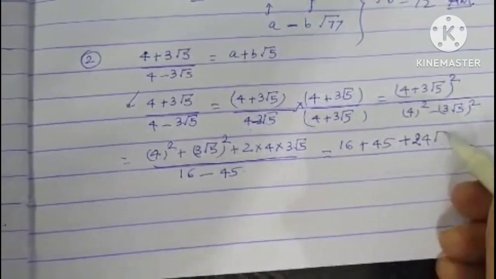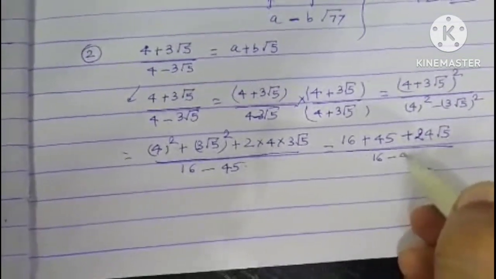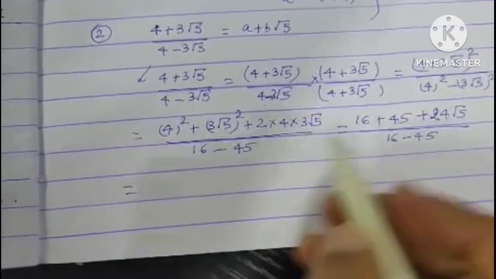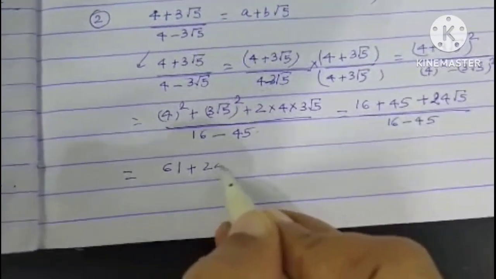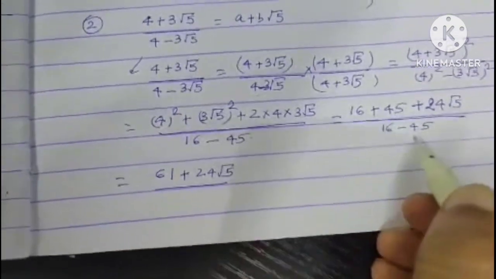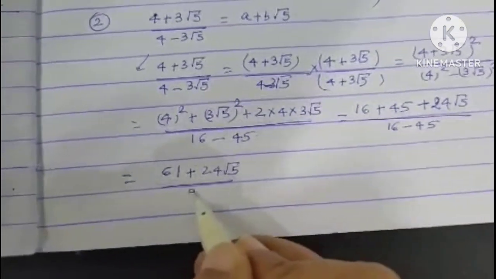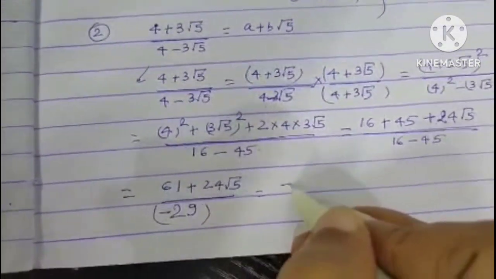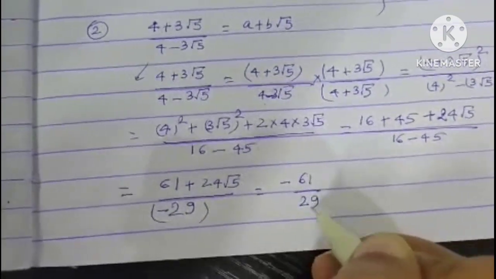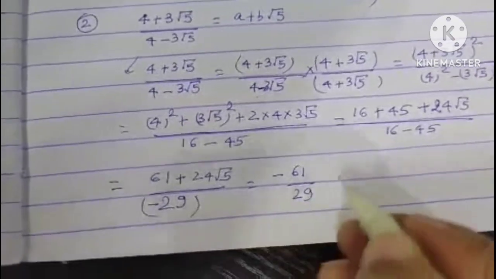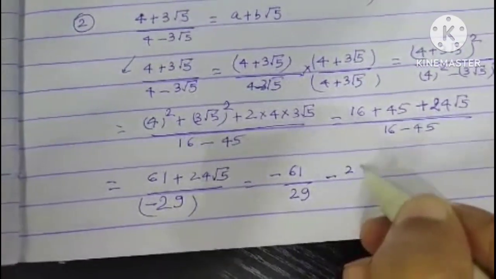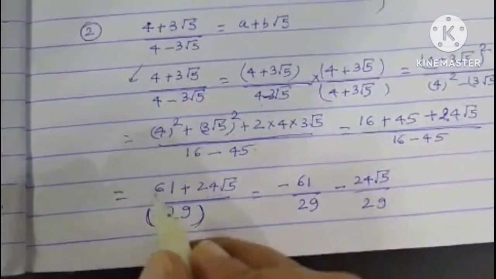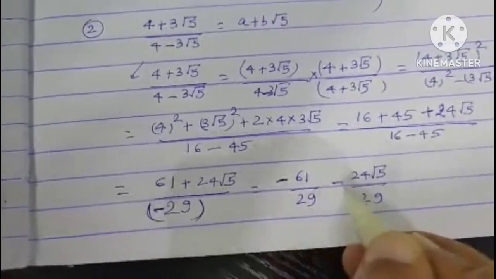24 root 5, divided by 16 minus 45. That is equal to 61 plus 24 root 5 divided by this, 16 minus 45, that will be minus 29. So you can write it like this: minus 61 by 29, then again you can write minus 24 root 5 by 29, because the minus is with this 29. So if you break it, here also it will be minus, here also it will be minus.